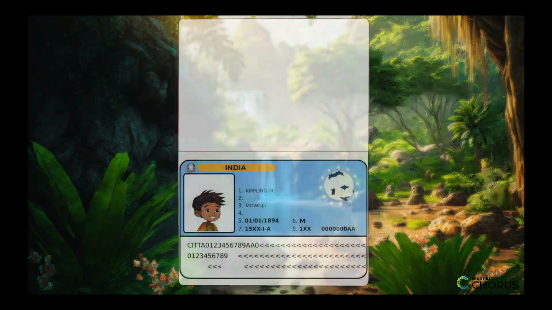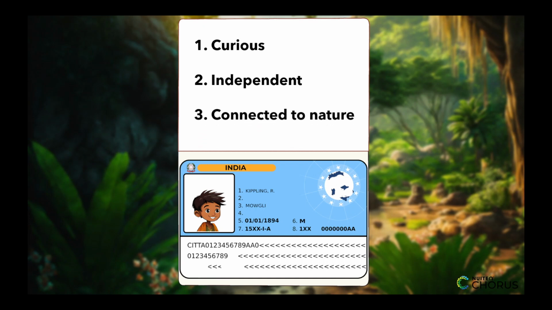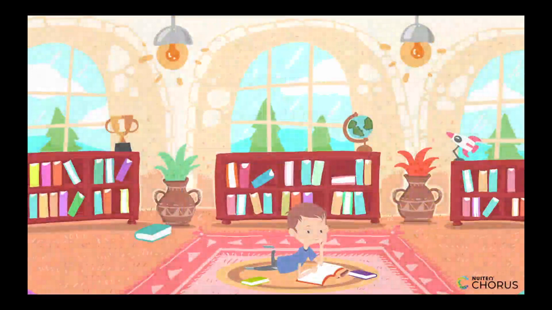Mowgli can be described as curious. Mowgli is always eager to learn and explore, which leads him to discover many things about the jungle. Independent. Despite being raised by wolves, he becomes more independent as he grows up and learns to take care of himself. Connected to nature. Mowgli has a deep connection with the animals and the jungle, which is essential for his survival and adventures. How would you roleplay as Mowgli?